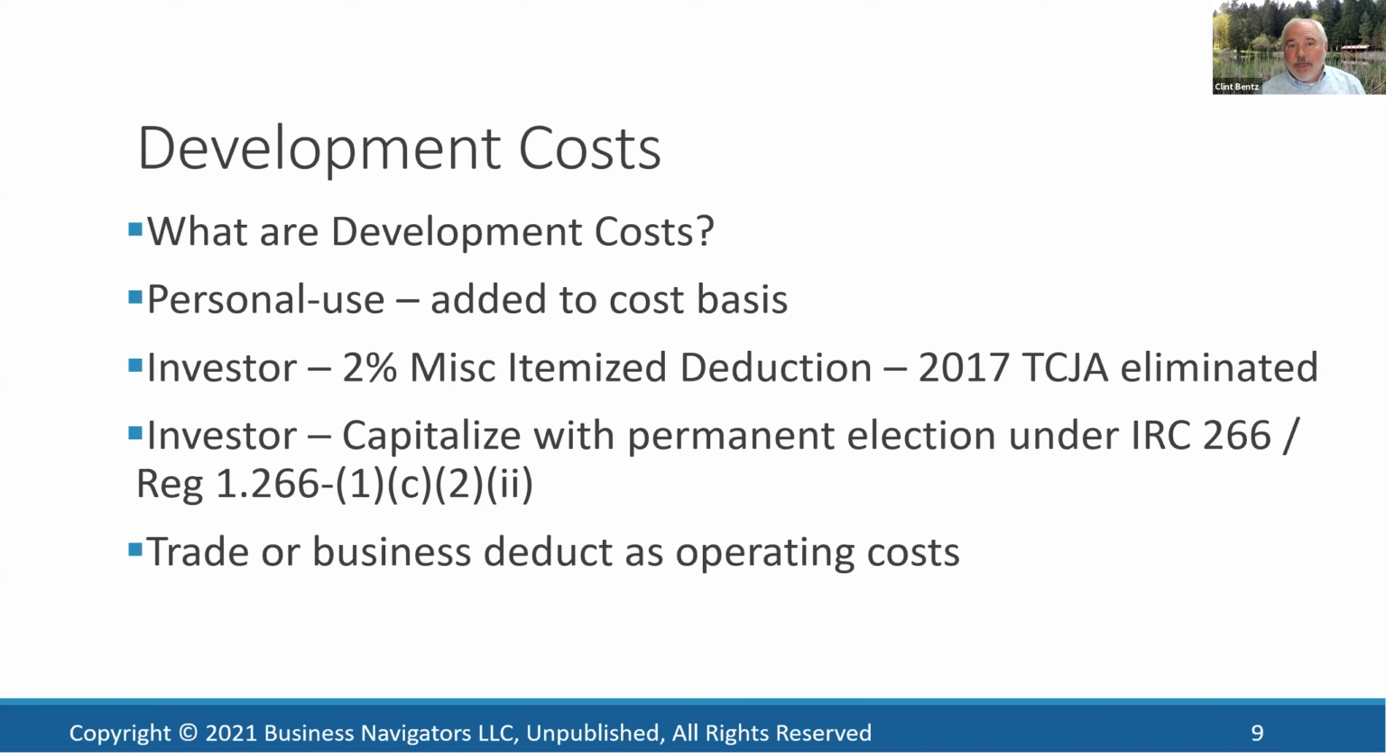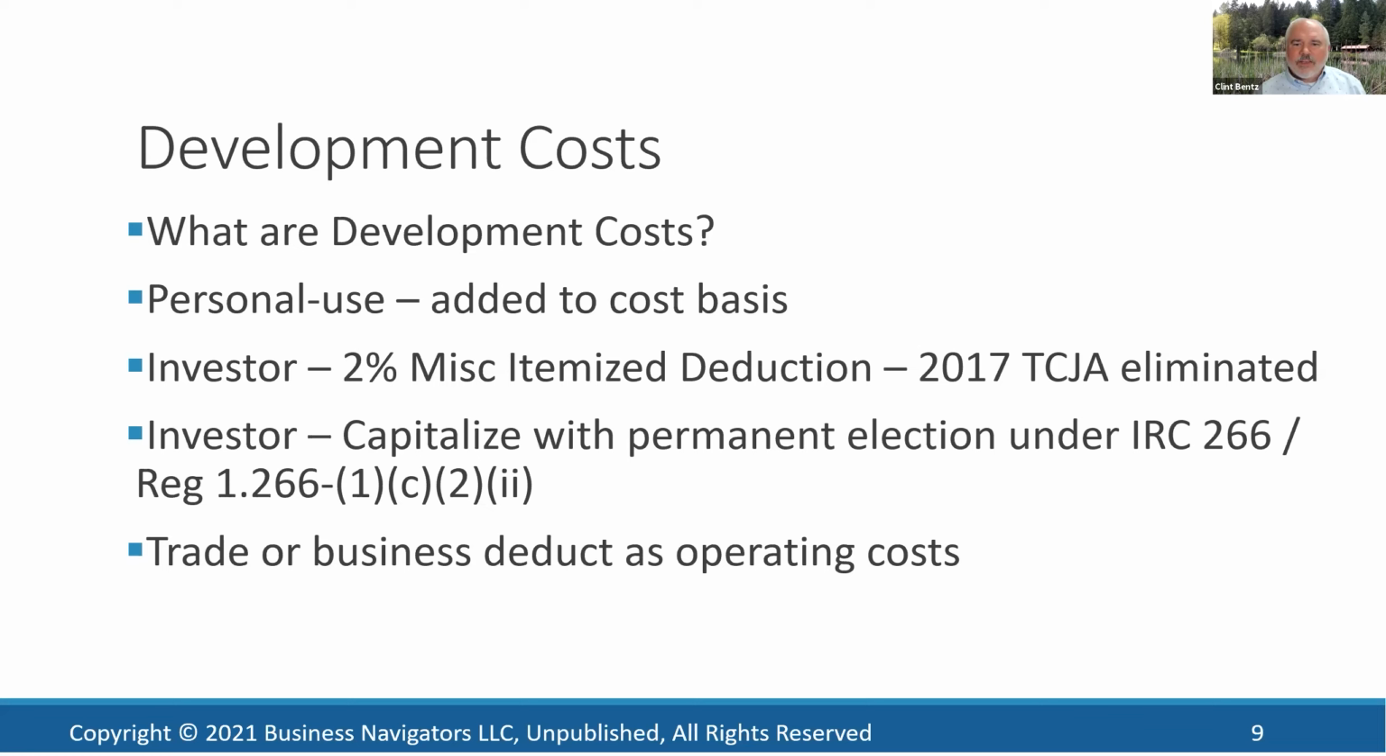Once you make this election, basically every time you have these costs in the future, you have to capitalize them. And so if you think that the miscellaneous itemized deduction is going to come back, which it probably will, you may not want to make this capitalization election, unless you don't mind having it thrown into your depletion.